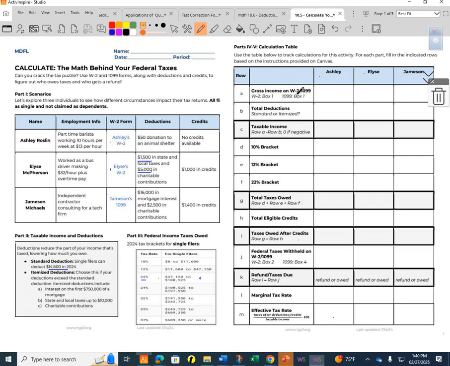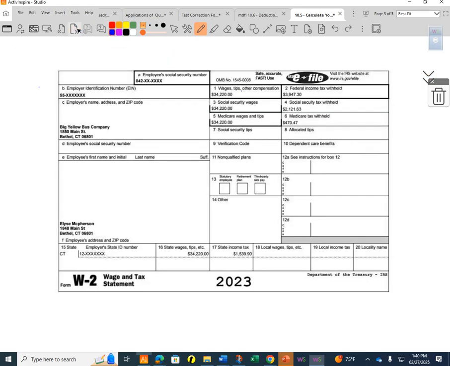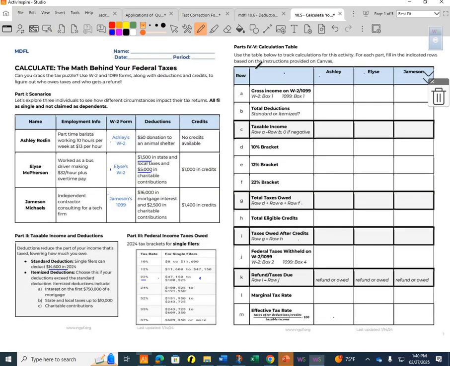We're going to look on her W-2 form and put the information that we have about her gross income. Elise doesn't have a 1099. She has a W-2, so that's what we're using. Her W-2 form, the amount in box 1 is $34,220. So that is what you're putting in Elise's box here, $34,220. What are her total deductions? And we're going to decide, is she going to do standard deductions or itemized deductions?